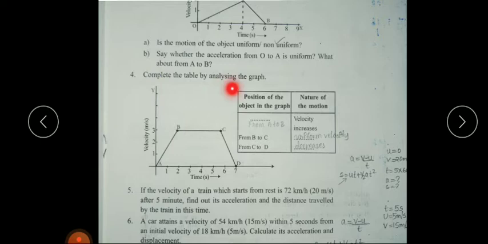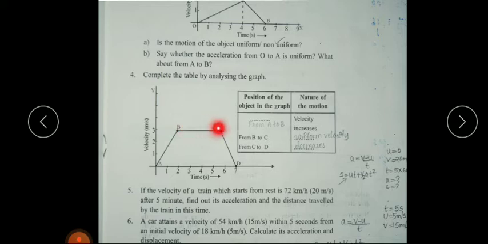Complete the table by analyzing the graph. So here a graph is given. We have to find the nature of the motion. First one, from A to B. From A to B, the velocity is increasing. So here the nature of the motion is given as velocity increases. So velocity increases from A to B.